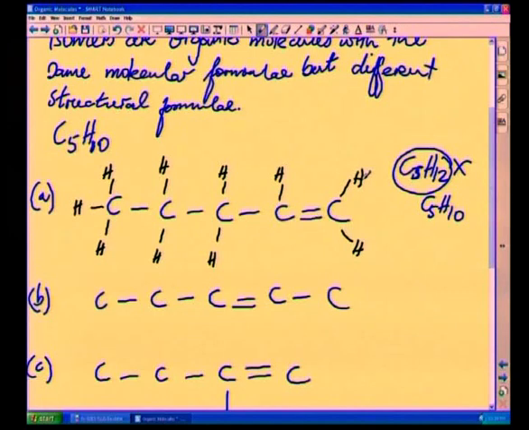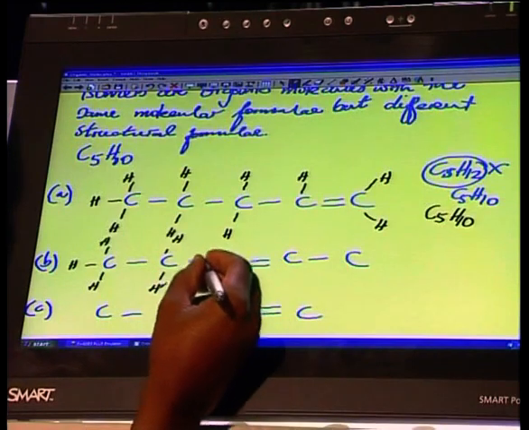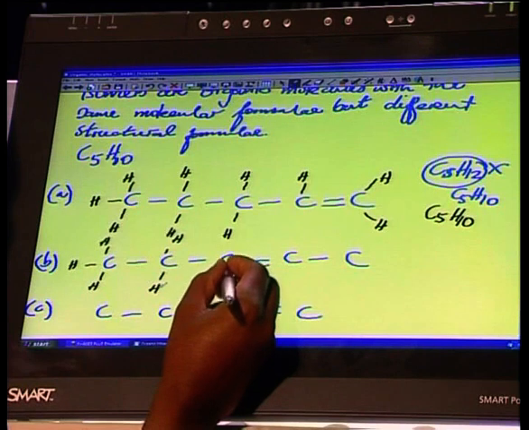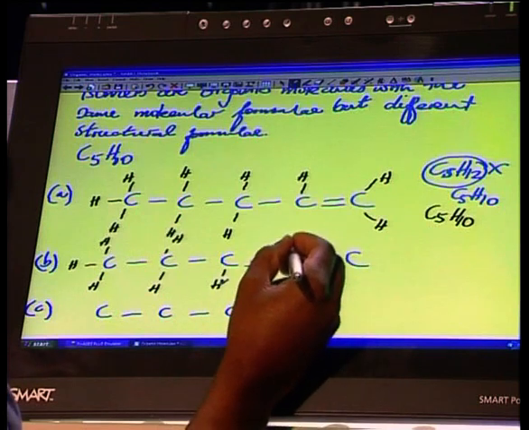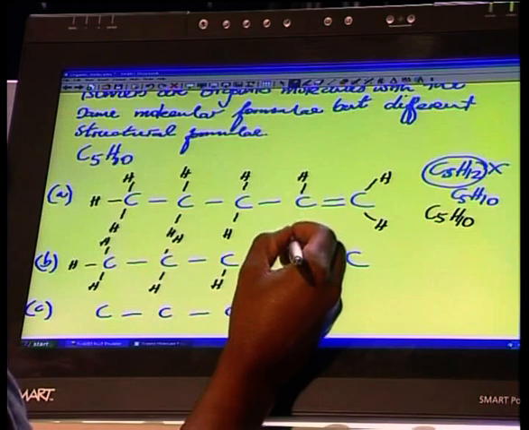If I count 1, 2, 3, 4, 5, 6, 7, 8, 9, 10, this is C5H10. All right. The next one, B, 1 bond there, I can have 1, 2, 3 more, so 3 hydrogen atoms around this one. Here, 1, 2, I must have 2 here to have 4 bonds around the carbon atom. 1, 2, 3, I must be careful, I will only put in 1 there. Here again, 1, 2, 3, I can only put 1 there. Let me put it up there.